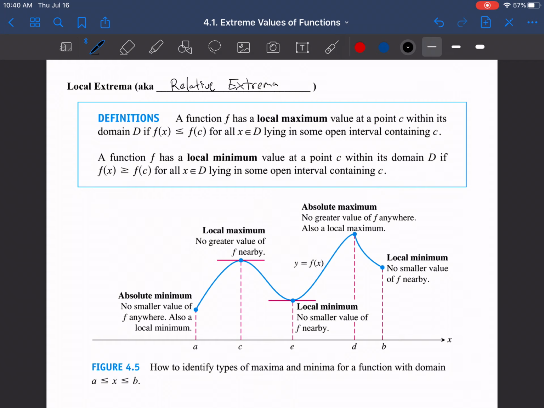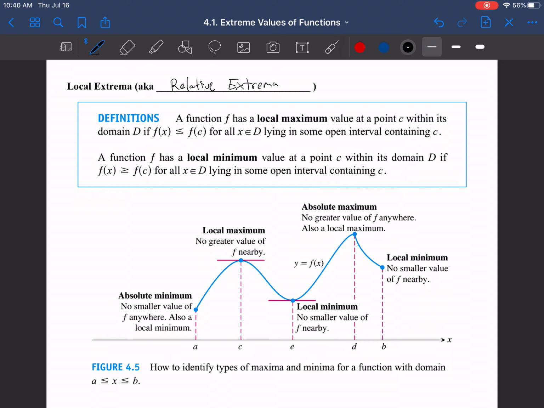So we're looking at some interval around it, almost like a subdomain. We have the whole domain, but we're going down to a smaller interval inside that domain and seeing if it's greater than all the points in that little subdomain. And if it is, it's a local maximum. And then the same thing for a local minimum.